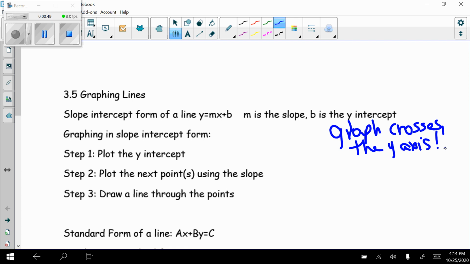All right, so our steps, if we want to graph in slope-intercept form. Step number 1, you plot the y-intercept. So you put where it's crossing on the y-axis. Step number 2, you plot the next point or points using the slope. Step number 3, draw a line through the points. Always make sure that your graph matches what your slope is. So if your slope was negative, then make sure from left to right that your line is decreasing. If your slope was positive, make sure that from left to right your graph is increasing.